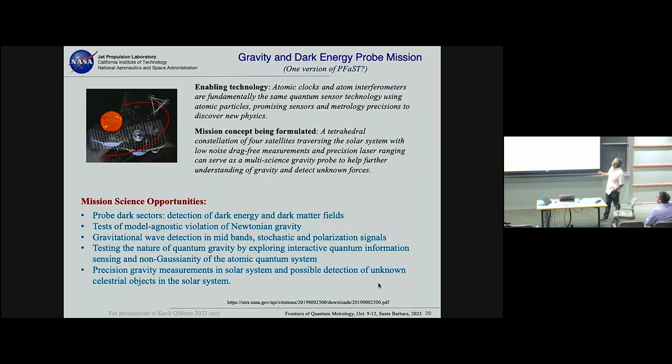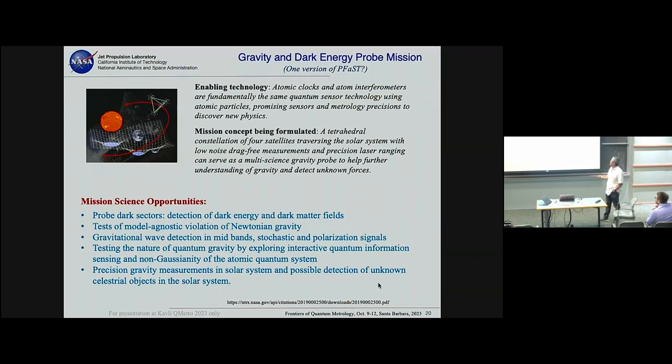And so I would just say, in the end, this mission will be able to probe dark sectors, both dark energy and dark matter, and also, of course, can simply serve as an inverse-square law violation experiment, a little more model agnostic test, and we can do gravitational wave detection in the midband.